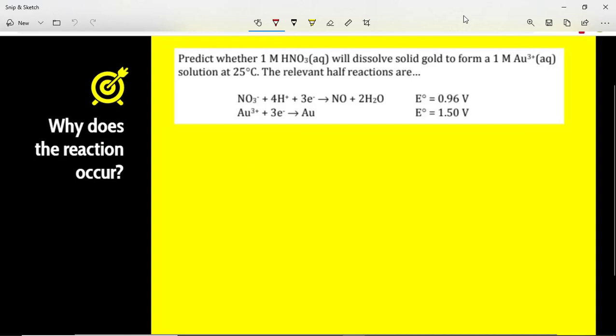Okay, so let's take a look at a little bit of a challenging example here. It says, predict whether 1 molar HNO3 aqueous will dissolve solid gold to form a 1 molar Au3+ aqueous solution at 25 degrees Celsius. And these are the relevant half reactions. This is where this gets a little bit tricky, because I'm not really just telling you to build a battery and go from there. I'm giving you a specific condition, and that is that I want to take solid gold and form an Au3+ solution. So that means I want to take gold in its solid form, and I need to form aqueous ions of gold. I want to dissolve it.